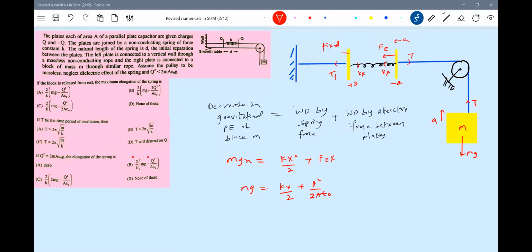Solve for this, you'll get the required answer. He's asking the maximum elongation. So mg minus Q squared by 2A epsilon naught equals kx by 2, or x equals 2 by k times that. Simple problem. We have had all the problems where the spring was outside the capacitor. Now there's a problem I brought where the spring is connected between the plates. We can manage here.